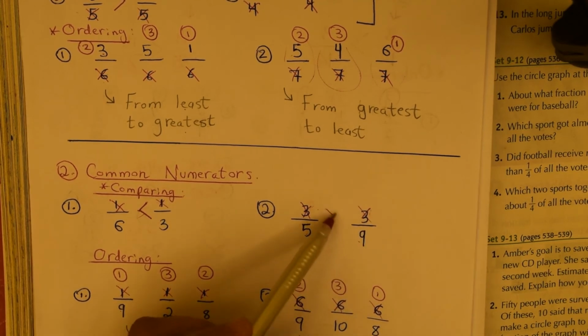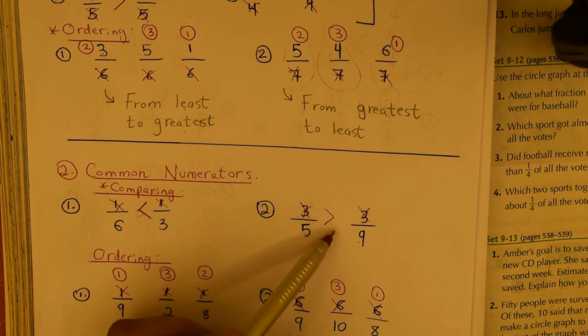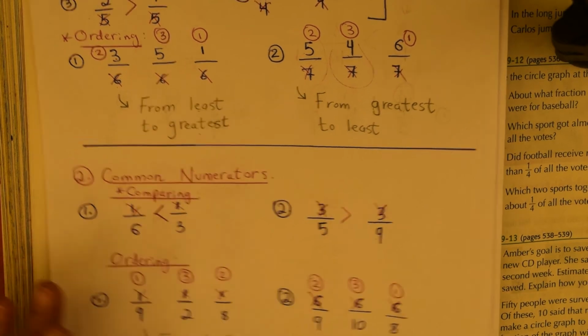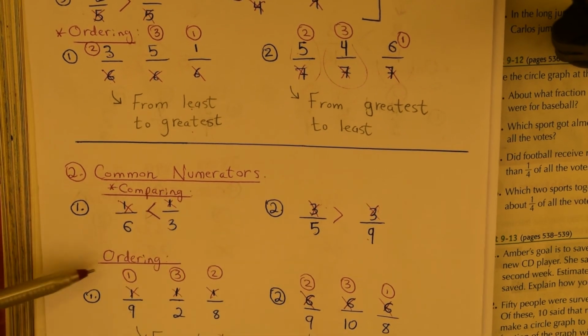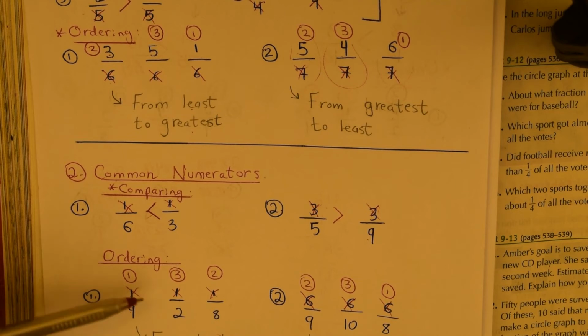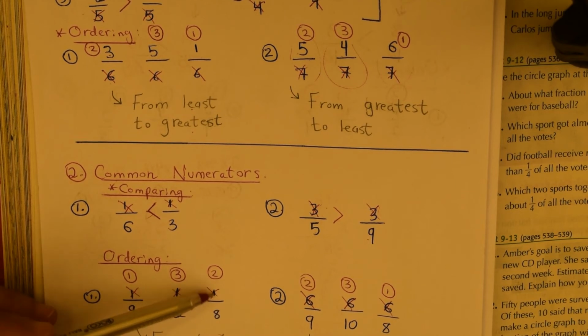I know that 9 is greater than 5, but because the number is down, I will flip the sign. Then 3 over 5 is greater than 3 over 9. Now for the ordering, here I have 1, 1, 1 up, so I will cross the common numerators.